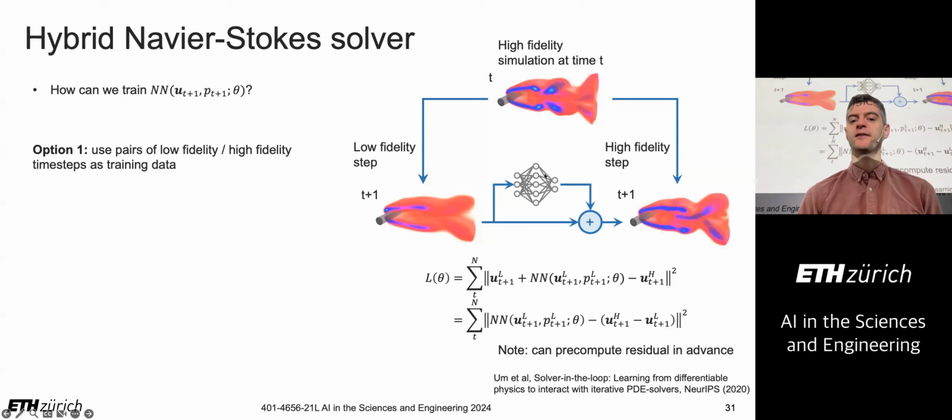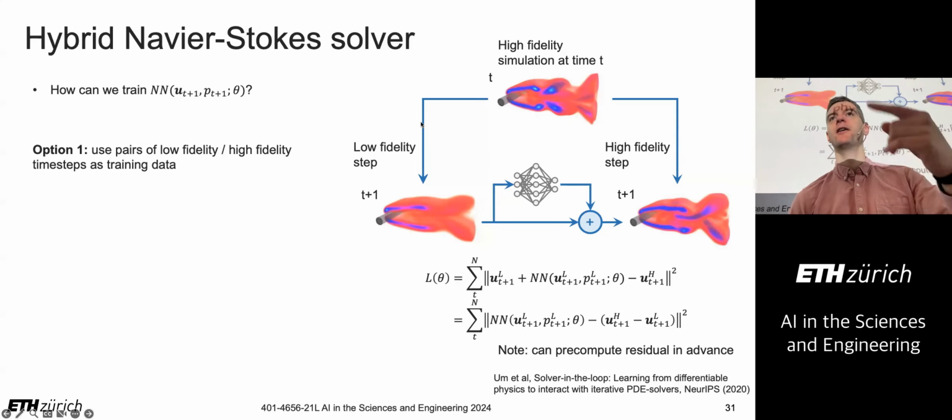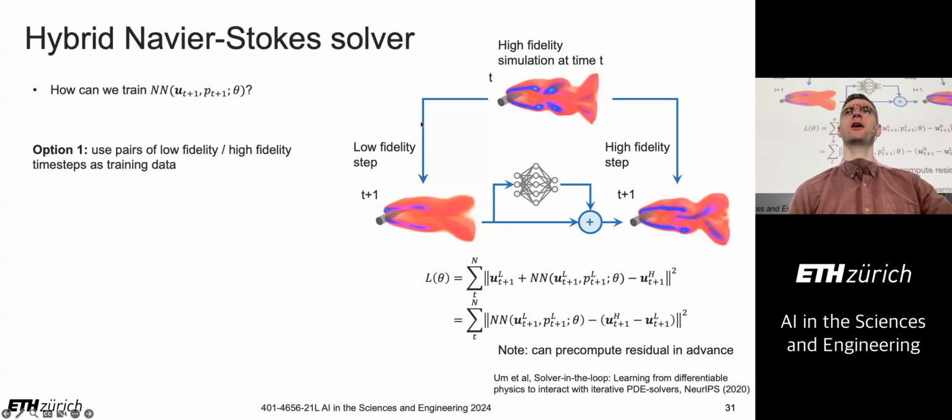And so we can then train this neural network. Usually we need lots of examples of different inputs and outputs, right? So we can collect lots of examples of time steps on lots of different simulations and do a low fidelity step and then a high fidelity step on those example time steps to try and train this neural network.